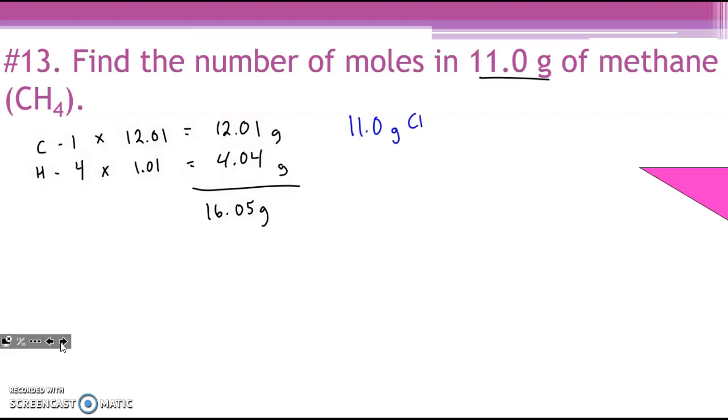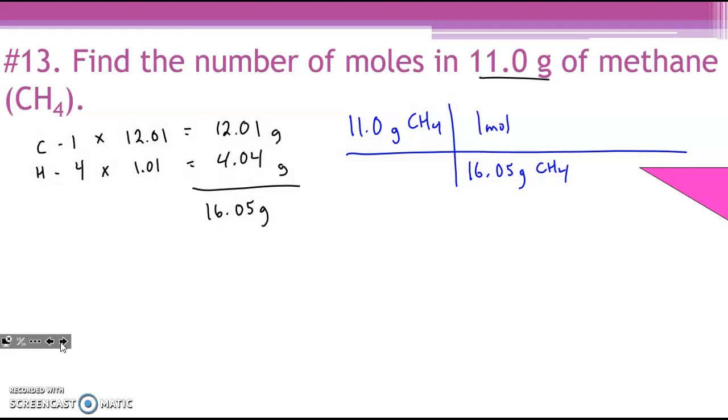11 grams of methane. For every 16.05 grams of methane, we have 1 mole of methane. When we calculate, final answer, 0.685 moles of CH4.